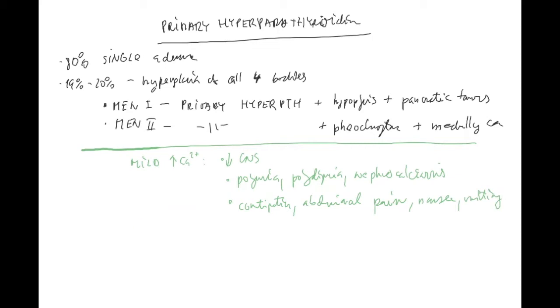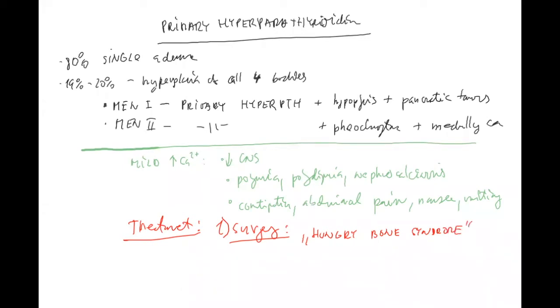And what is the treatment? In case of obvious adenoma with signs, or if it's a young person without signs under 50, always surgery. Get rid of it, surgery. Watch out in case of surgery. What you can see later is the hungry bone syndrome. After surgery, when you take out the adenoma, what can happen is that bones will absorb all calcium and you're going to have hypocalcemia. That happens in the first to fourth week after the surgery.